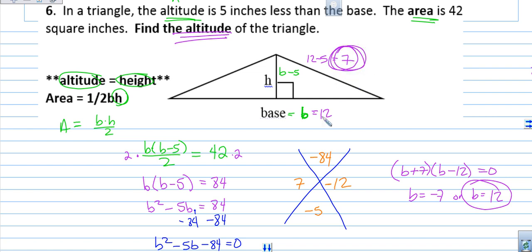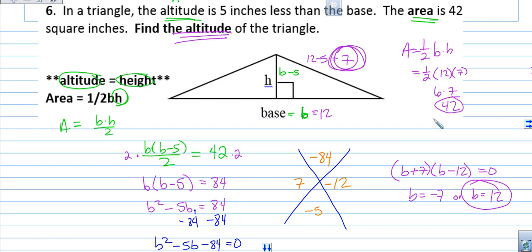And let's just double check. So remember, the area equals 1/2 the base times the height. So that equals 1/2 times our base, 12, times the height of 7. What's half of 12? That's 6 times 7, which is 42, and our area was 42. So we must be right.